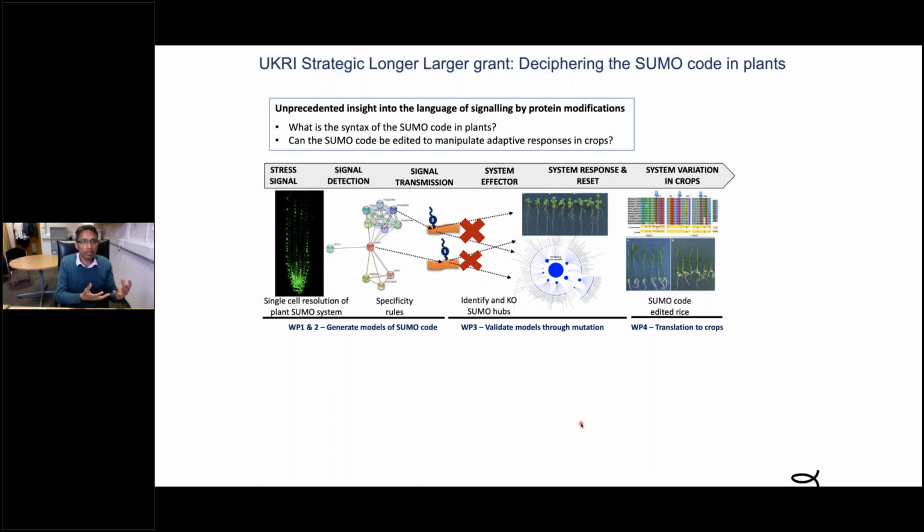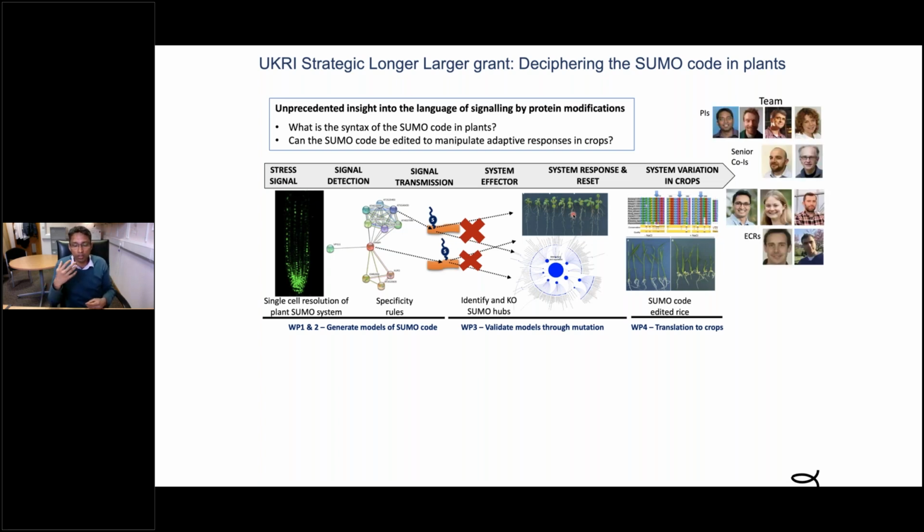Where the perception occurs and how it's detected by SUMO, and how it then reprograms the SUMOylome within the cells to find specific hub proteins that are SUMOylated, which then gives rise to specific phenotypes in the plant, to enact the adaptive responses. And this is our new grant that we're going to start working on this year.